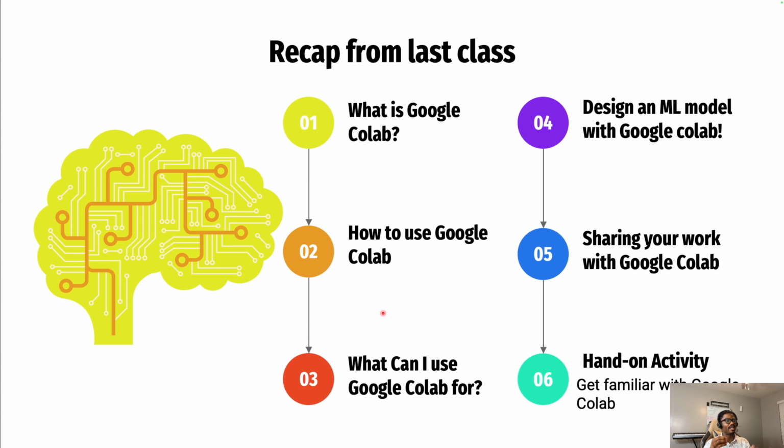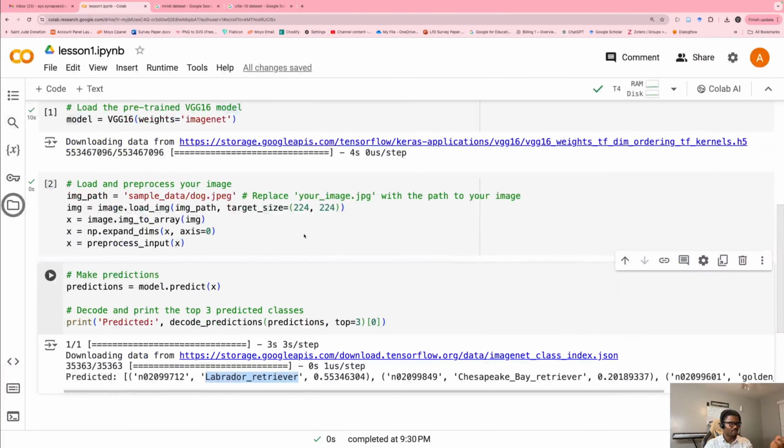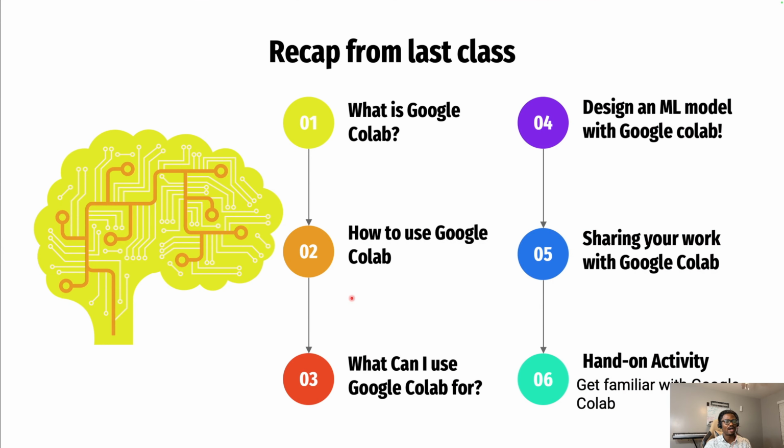Okay, so just like a recap of what we did in the last class. We went through what is Google Colab, because Google Colab is the application that we're going to be using. We went into how to use Google Colab, as an example of what we have here, and I also explained how to have access to Google Colab. So if you've not watched that video, please go and watch it, because we're going to be using Google Colab in this class. Okay, so what can I use it for? How to design a machine learning model with it, then sharing your work with Google Colab, then hands-on activity. So we did all of that.